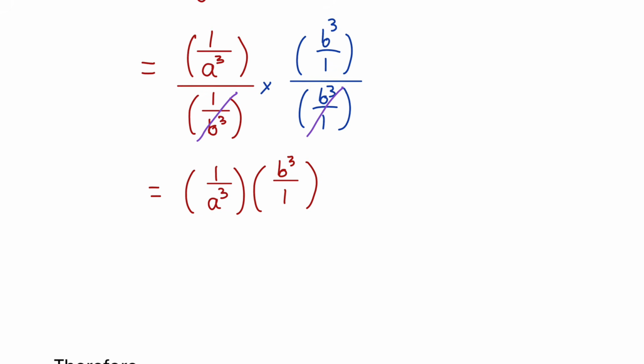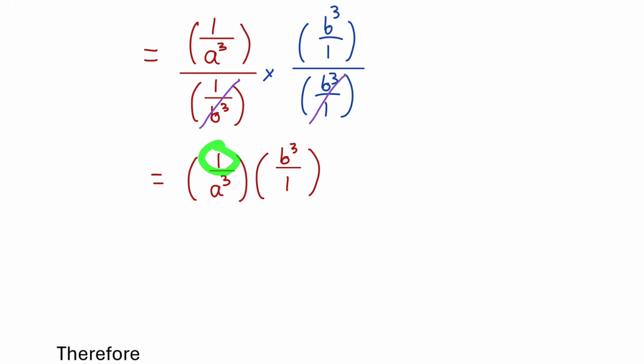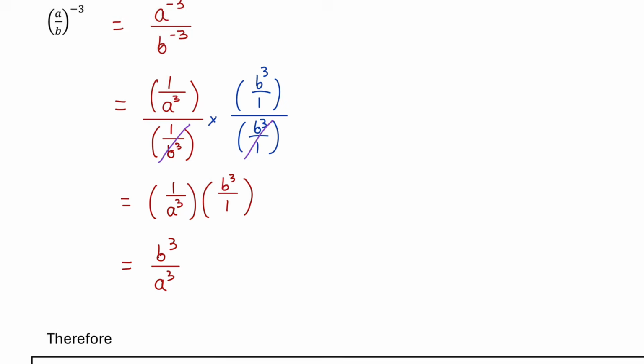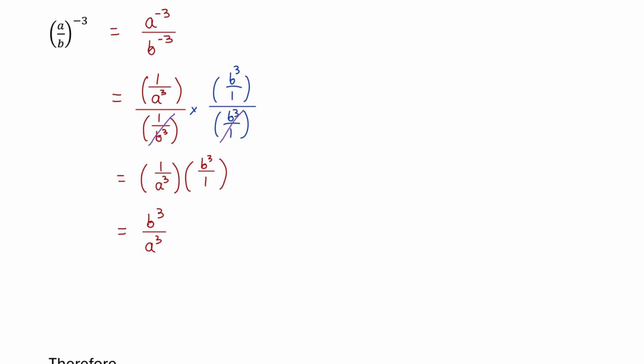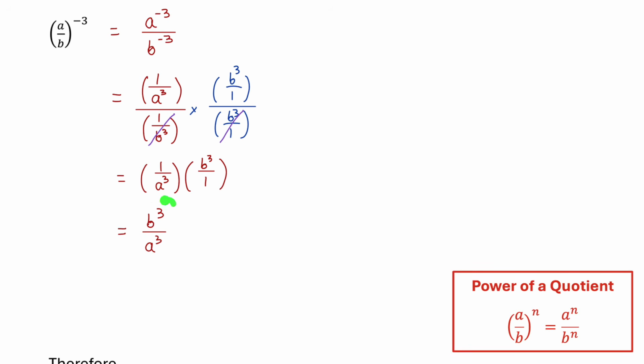And then to simplify that product, I multiply the numerators. 1 times b cubed is b cubed, and a cubed times 1 is a cubed, so the denominator is just a cubed. And if I make a bit more room, if I were to then again apply the power of a quotient rule, I could rewrite this as b over a all to the power of positive 3.